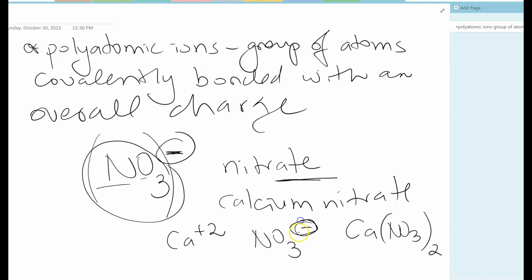Because again, I need to account for that -1. That -1 belongs to this entire compound. And since calcium is +2, I need to have 2 of the -1s in order to cancel out, because again, it is a neutral compound at the end. And you're going to see most, not all, but most of the polyatomic ions end in -ate or they end in -ite.